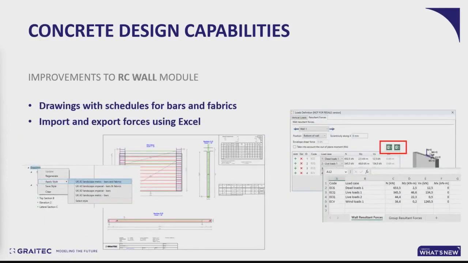Time for the RC wall module. First, when generating drawings for walls, you can use new drawing styles that allow automatic generation of schedules for bars and fabrics at once. And the next point, for shear walls, it's possible now to import and export resultant forces using an Excel sheet. This is helpful, especially when load data is available from external sources.